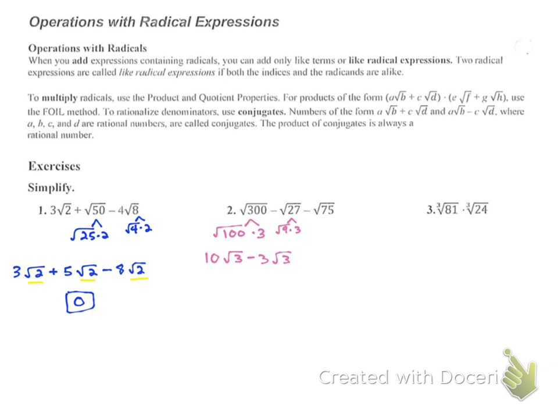And then 75, I would do minus, that'd be 25 and 3. Square root of 25 is 5. 3 left inside the radical. So 10 minus 3 is 7. Minus 5 gives me 2 square root of 3.